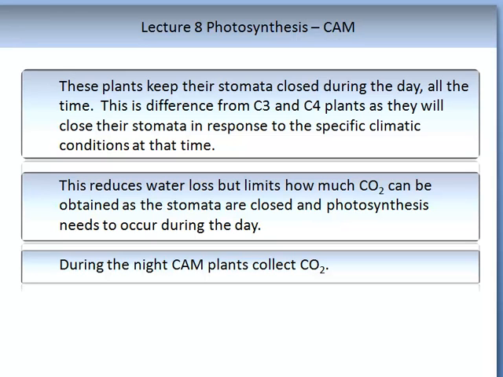This is the difference between the C3 and the C4 plants, as they will not close their stomata, and only close their stomata in specific climate conditions, while CAM plants close their stomata all of the time. Obviously, this reduces water loss, but it would limit carbon dioxide, wouldn't it? Well, CAM plants have adapted so that they can still photosynthesize and keep their stomata closed during the day. During the night, this is the time when CAM plants will collect their carbon dioxide.